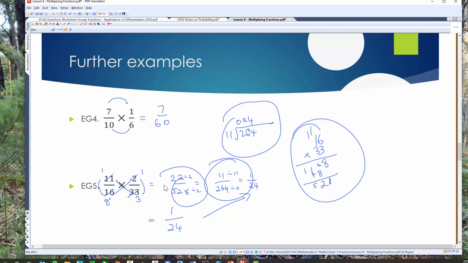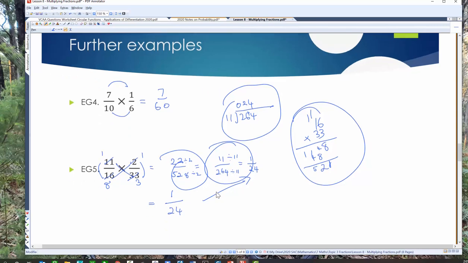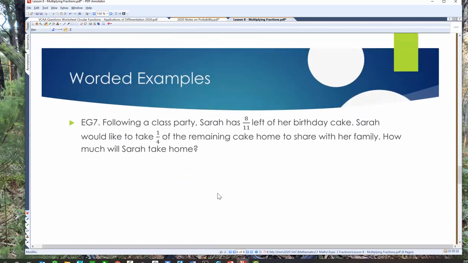rather than after. Now notice here how I divided by 2 and then divided by 11. Have a look at what I've divided by in the problem before multiplying. I've divided by 2 to get these numbers simplified, and I've divided by 11 to get these numbers simplified. So you can do it after, but look how hard it is. If you get it beforehand, it's so much easier to do this problem.